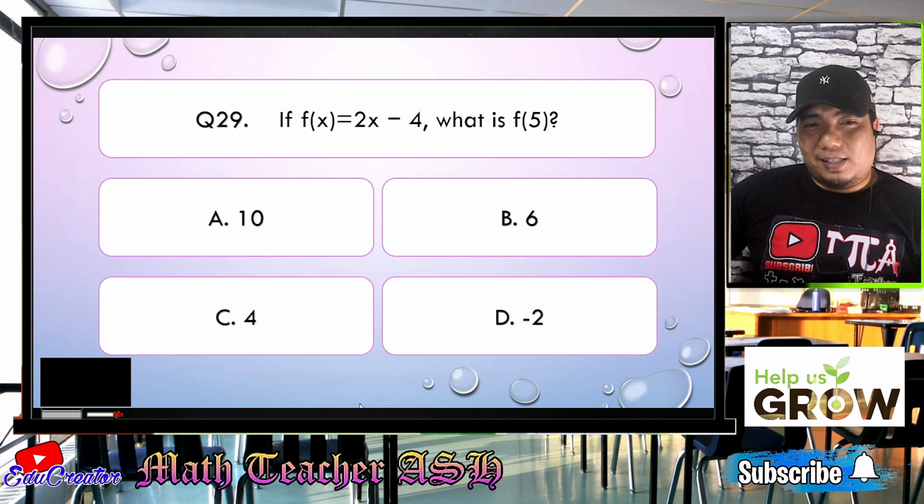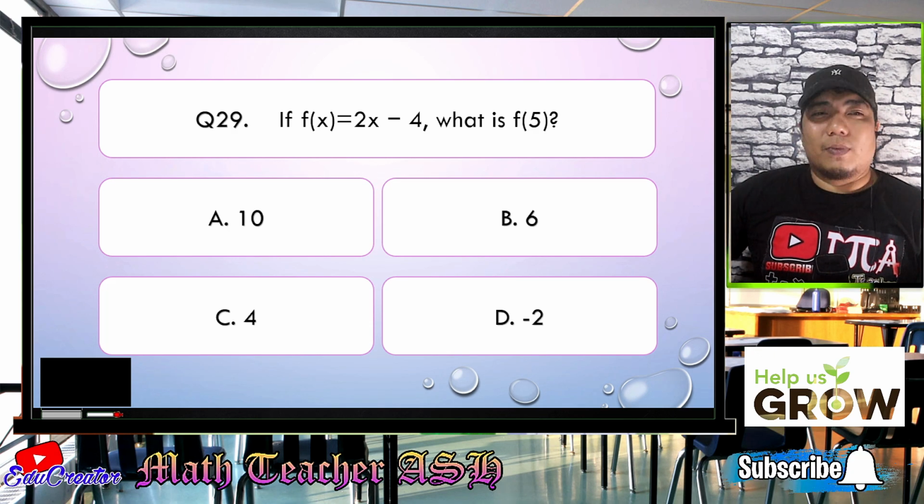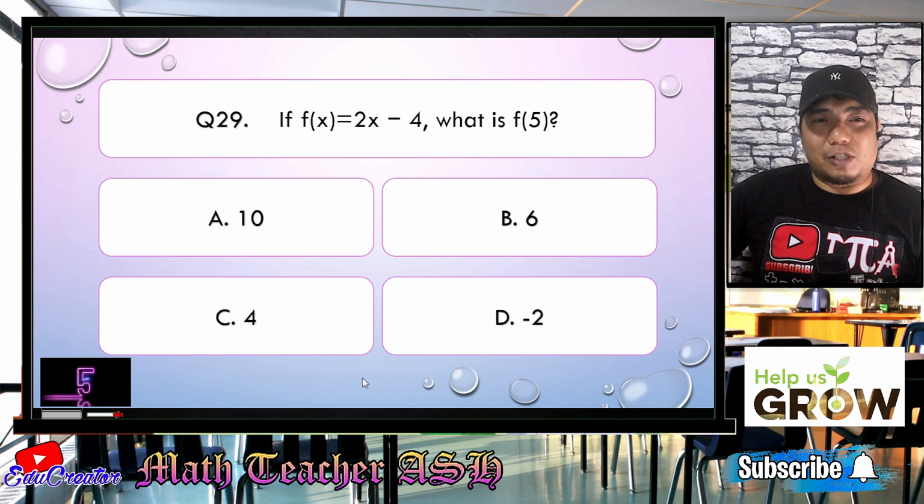If f of x is equal to 2x minus 4, what is f of 5? Is it A, 10; B, 6; C, 4; or D, negative 2? I'll give you 5 seconds to think about your answer.